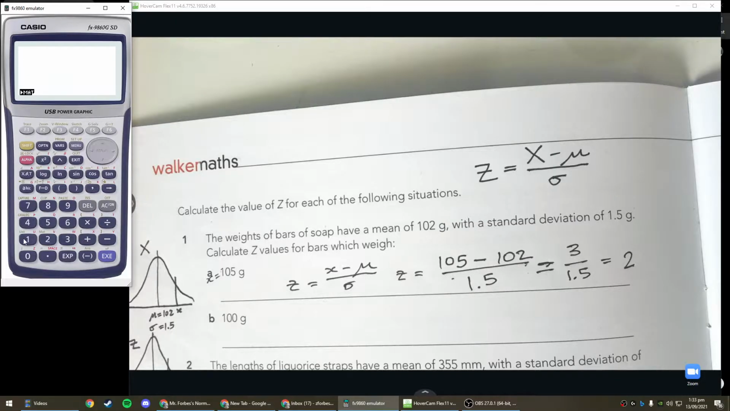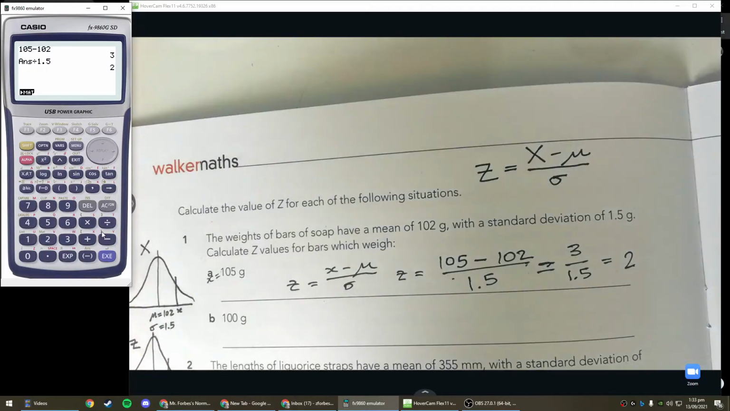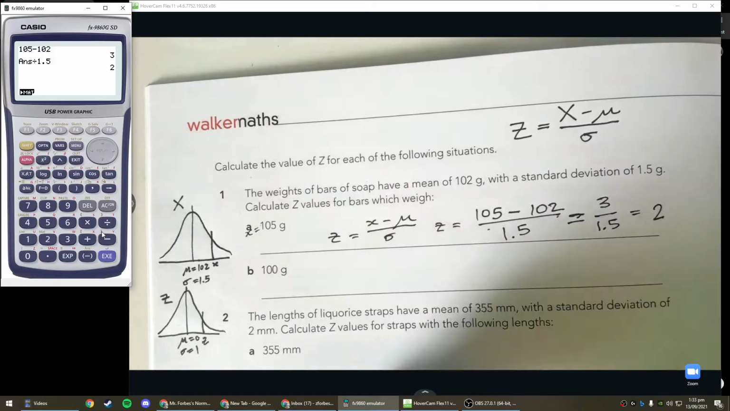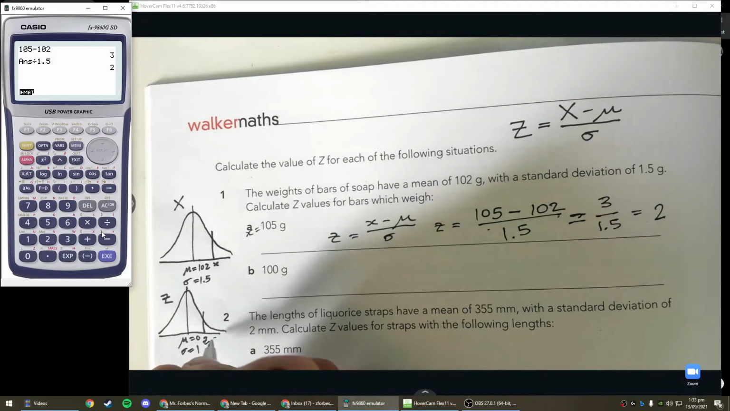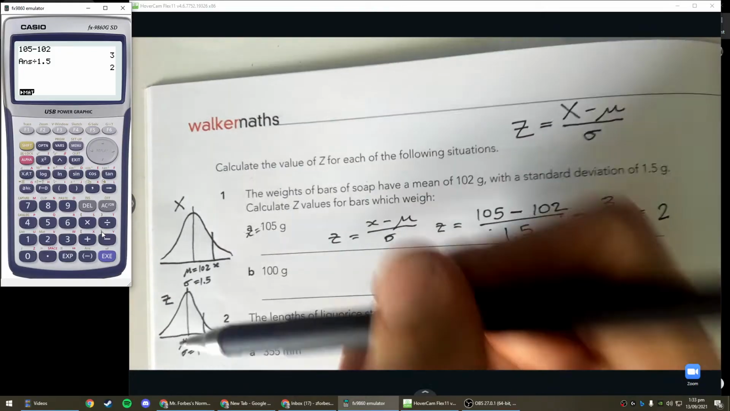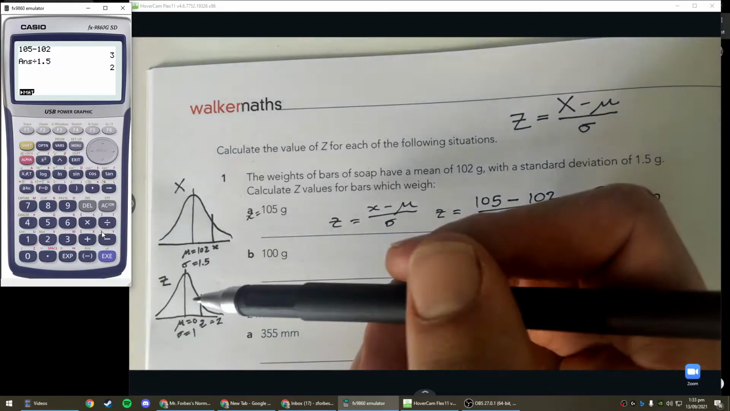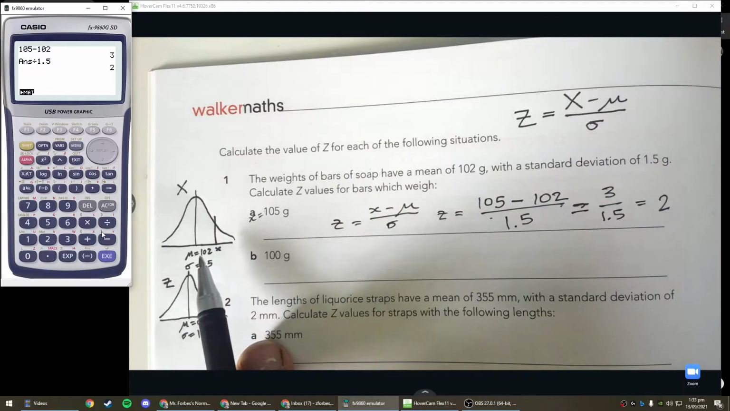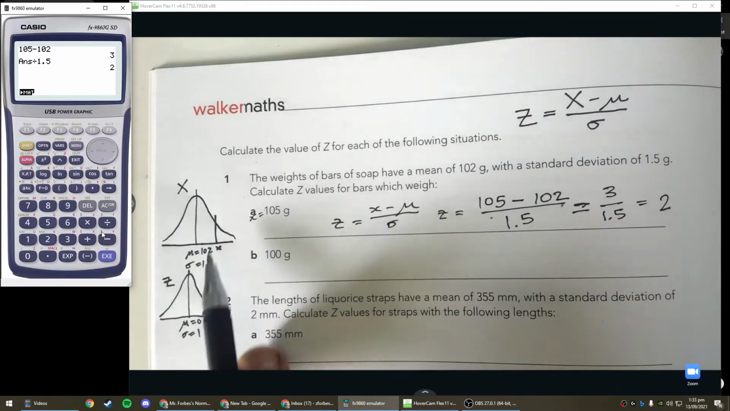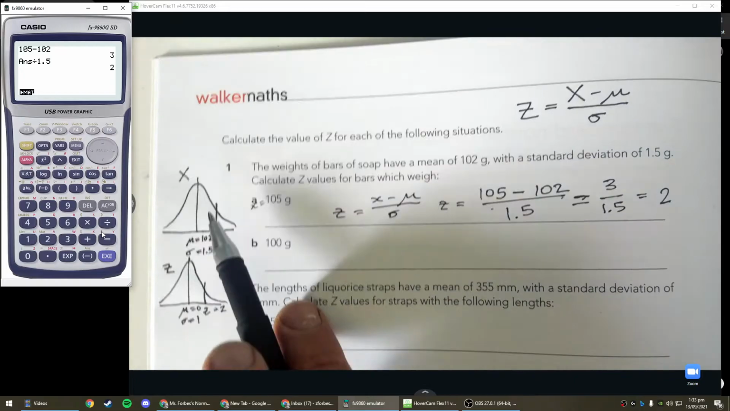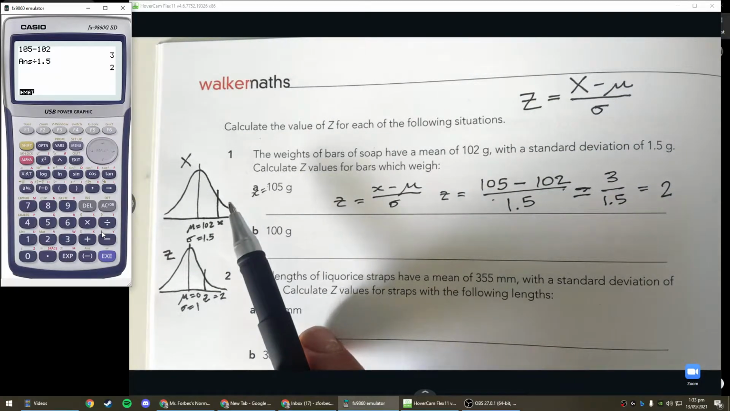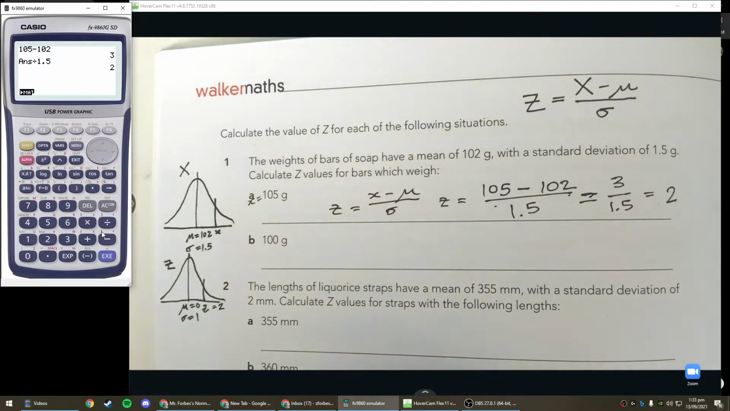Another way you can do this is you could just go 105 minus 102, click equals, and then divide it by the standard deviation of 1.5. So this shows us what the equivalent z value would be. This little z would be equivalent to 2, and that is proportional. It seems weird that we're doing this, and we haven't really explained why we're doing it, but it's one of the first steps in solving these problems using tables, and it's also really useful for merit and excellence skills later on. So this is a skill that you kind of need to have an understanding of.